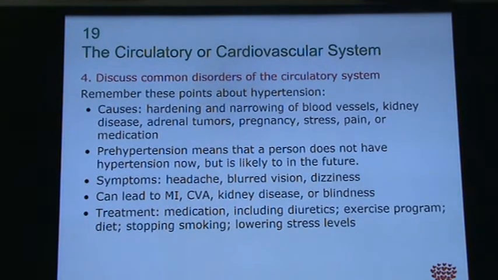Hypertension, points to know about hypertension. So what causes hypertension? Hardening and narrowing of the blood vessels, kidney disease, tumors, pregnancy, stress, pain, and some medication. We talked about pre-hypertension in vital signs. If your numbers are getting close to 140/90, it means you're pre-hypertension. Let's say you're like 136, 138/88, 89. That means you're getting close to becoming hypertensive.